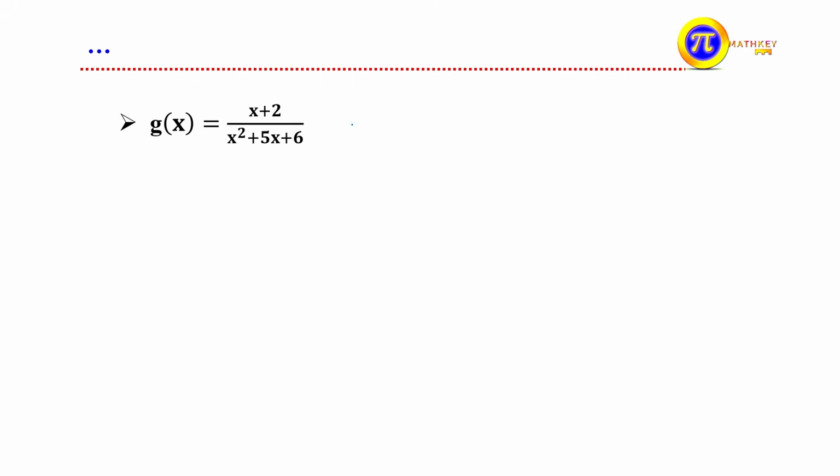g of x is equal to x plus 2 over x squared plus 5x plus 6. We can express this in the form x plus 2 over... If you factorize the denominator, the sum is 5 and the product is 6. So this is x squared plus 3x plus 2x plus 6. This is equal to x plus 2 over x plus 3 times x plus 2. Factorize the denominator.